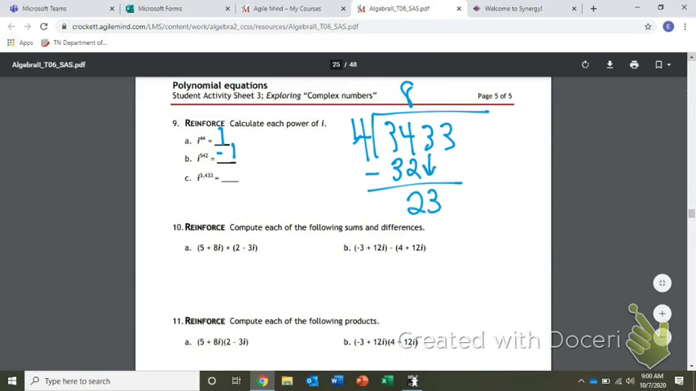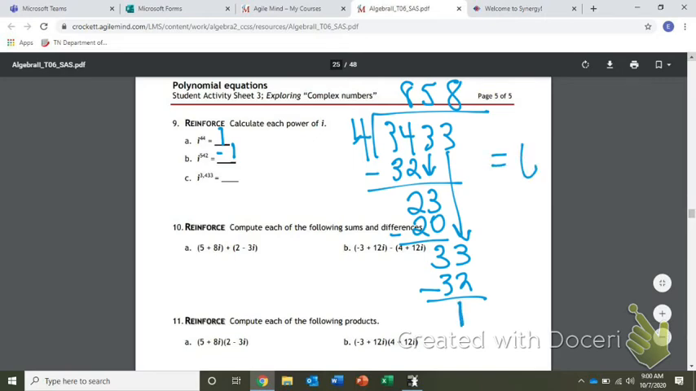Now 4 goes into 23. How many times? 5 times 4 is 20. Subtract. We have 3. We bring down our 3. 4 goes into 33. How many times? 8. 8 times 4 is 32. And we have a remainder of 1. So that means i to the 1 power equals? i. So this answer is i. Make sense?